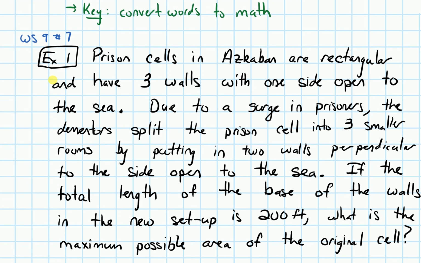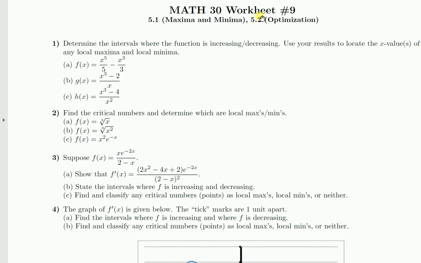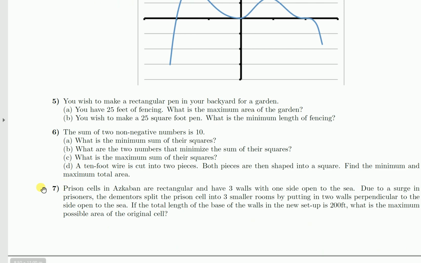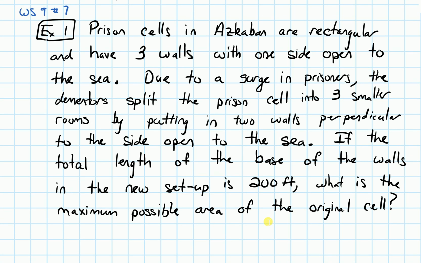Okay, so this very first example, I also have written this example in a worksheet. So it's worksheet 9, problem number 7, if you want to refer to the worksheets. So here is just a quick copy of the worksheet. I'll post this on Camino as well. But it is problem number 7 from this worksheet. All right, so let me go back to the notes here. Okay, so let's read the problem and then we'll talk about how we can begin to solve it.